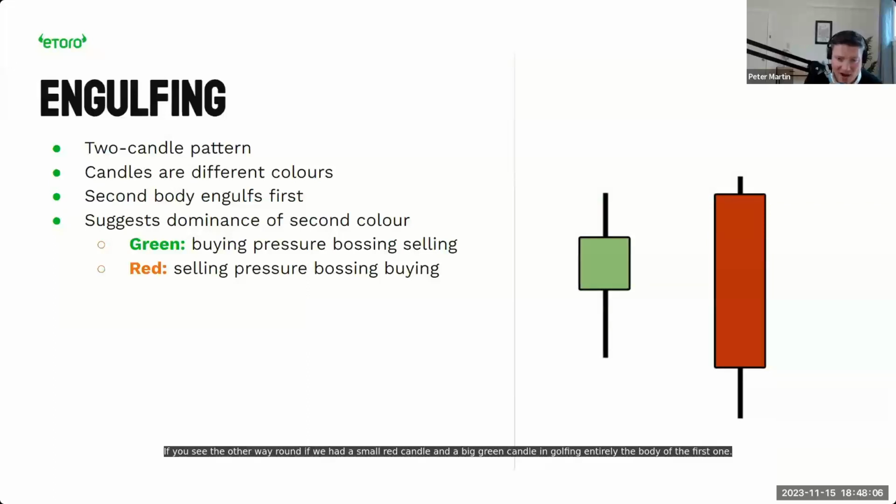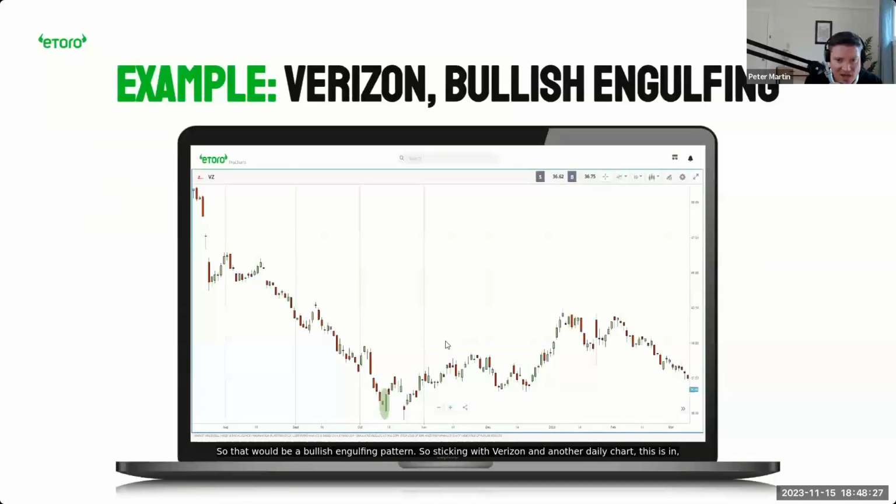If it's the other way around, if we had a small red candle and a big green candle engulfing entirely the body of the first one, that suggests that buying pressure is in ascendance. It's pushing around the selling power, and that's a bullish signal. So that would be a bullish engulfing pattern.